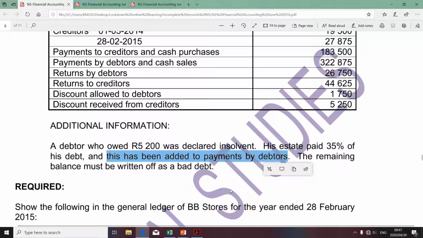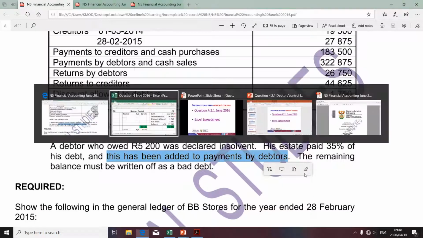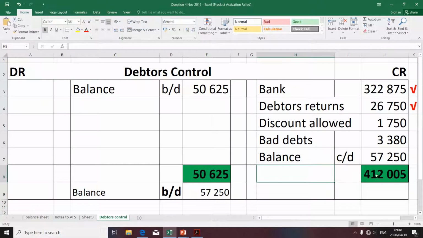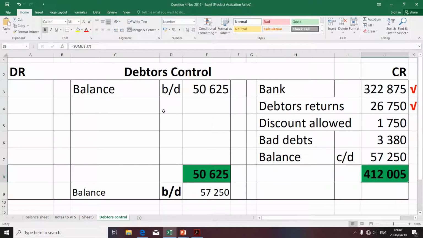That transaction has not been taken into account. It's going to reduce the debtors. So we're simply going to say 65% of 5,200, that's what we need to take into account in preparation of our debtors control. It specifically relates to bad debts. That's the contra account. There you go. Nothing else. You've taken everything into account. I just want to make sure that the balances are correct.